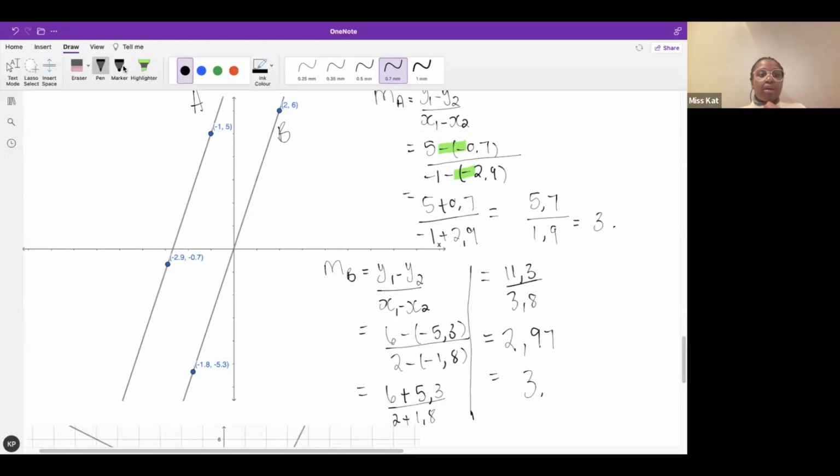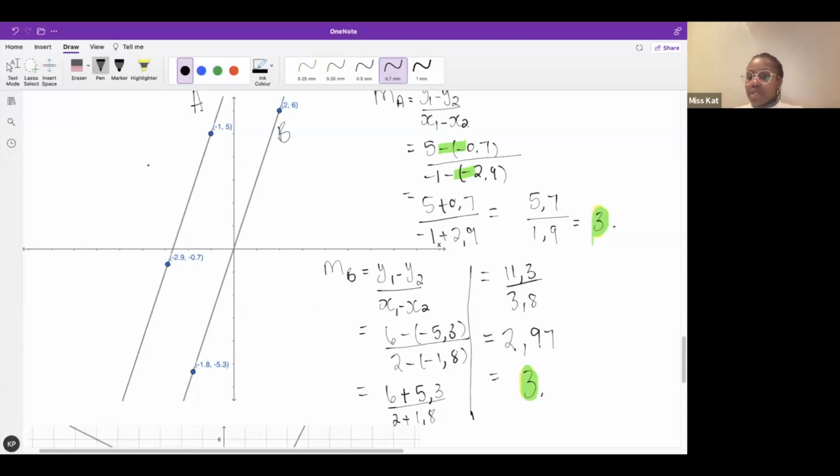Two graphs that are parallel, so I'm telling you these graphs are parallel, will have the same gradient. The reason this was 2 comma something is because these points were probably rounded off, okay? But it's generally the same gradient. So look at there, we have a 3, we have a 3. So that tells us these two graphs are parallel.